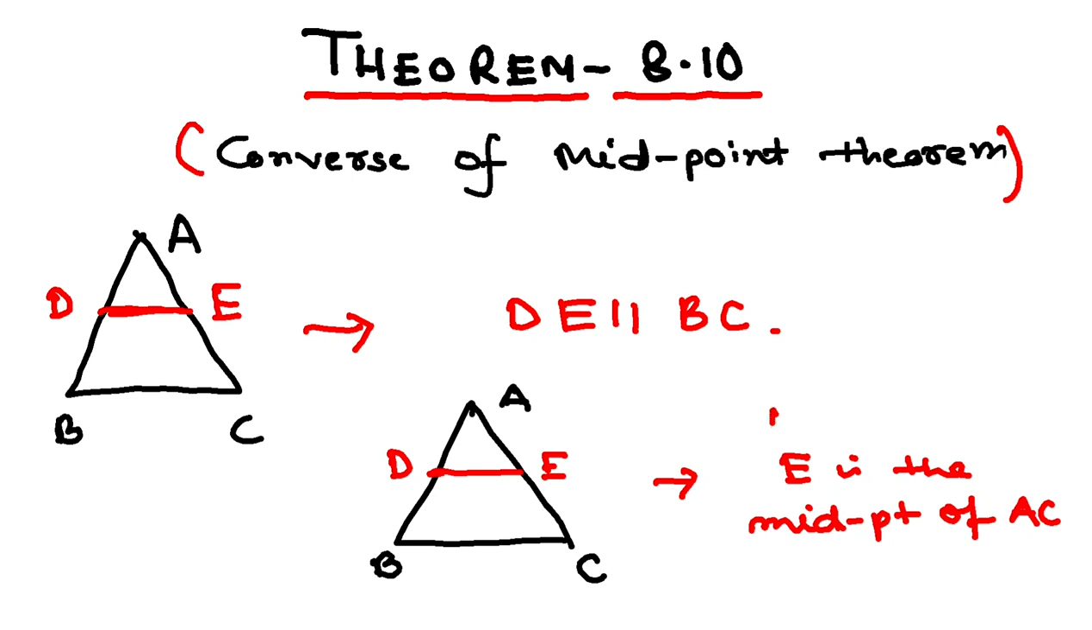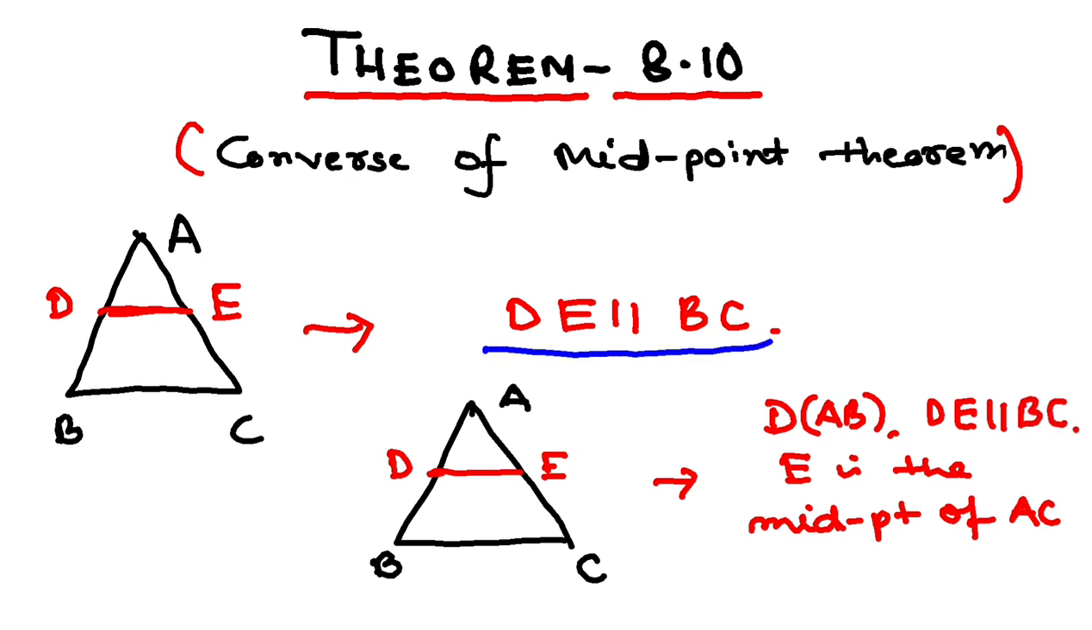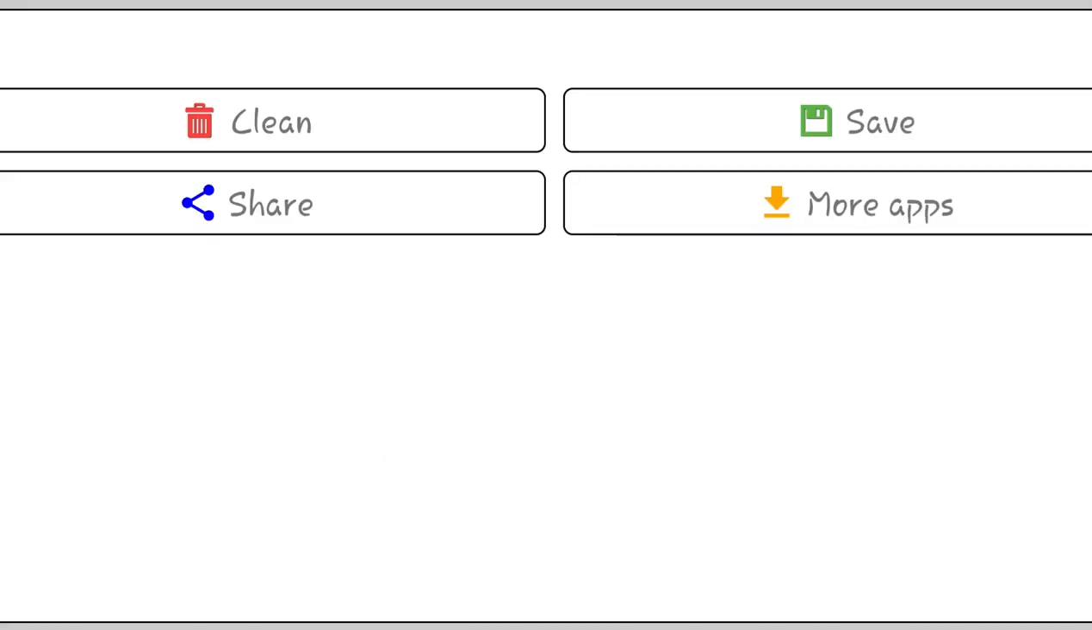So what is given here? It is given that D is the midpoint of AB and DE is parallel to BC. In 8.9, DE parallel to BC is what we used to prove. In 8.10, DE parallel to BC is already given. Okay, now coming to the proof, a very simple proof.